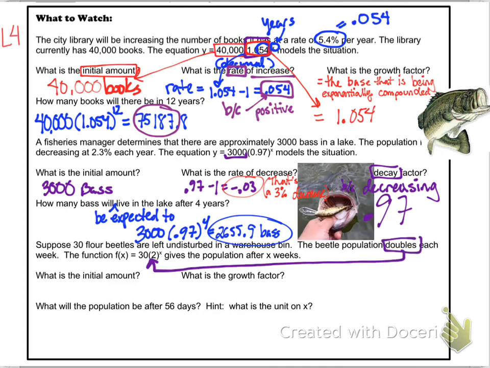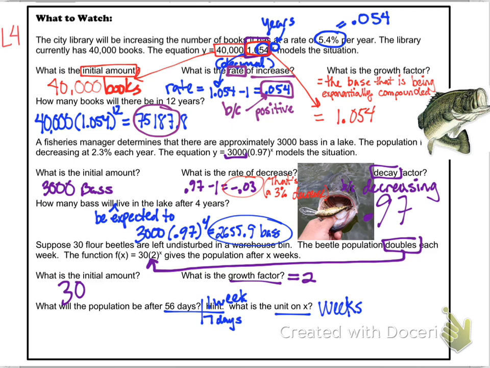All right. So here it says that it doubles. It doesn't give us a rate or a percentage, but if it's doubling, that means our growth factor is 2. And it's doubling every period. Here, X is the number of weeks, so our compounding period is weeks. Or a doubling period is weeks. Our initial amount is 30 beetles.